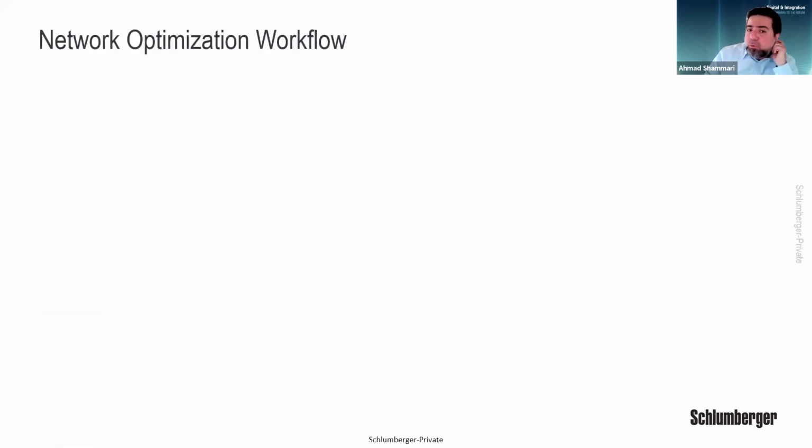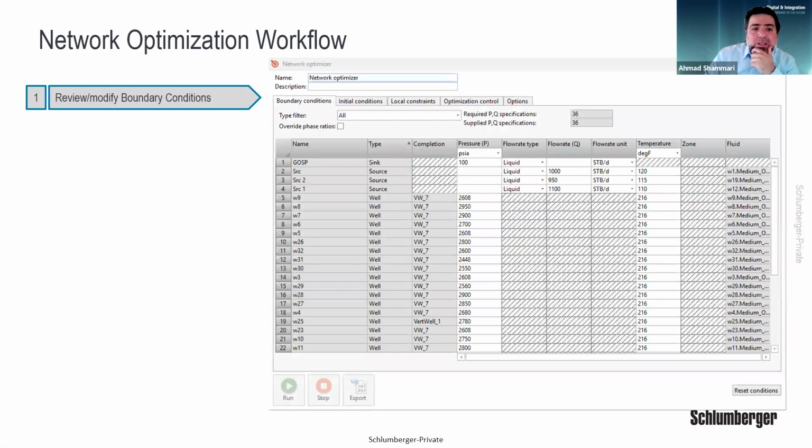So let me just show you the workflow, how we run the network optimization, and then I will show you a demo later on. So number one, we can review the boundary conditions. So when I have a network, okay, I will start, and now I have launched my network optimization, okay? I will review my current boundary conditions. The boundary conditions will tell you, okay, what is the current reservoir pressure for all the wells, okay? If I have defined flow rate, what are the temperatures, etc.